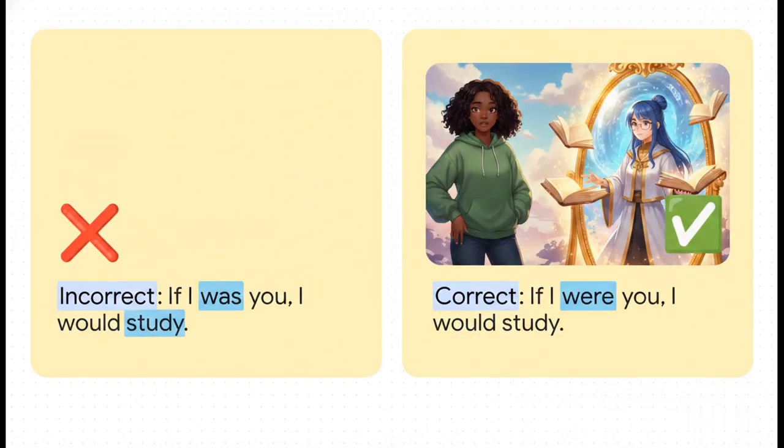And let's fix one of the most common hypothetical errors in the entire English language. Incorrect, if I was you, I would study. Because this is a totally unreal, imagined situation, the past subjunctive demands we use were for all persons. Correct? If I were you, I would study. It just sounds so much more educated and precise, doesn't it?